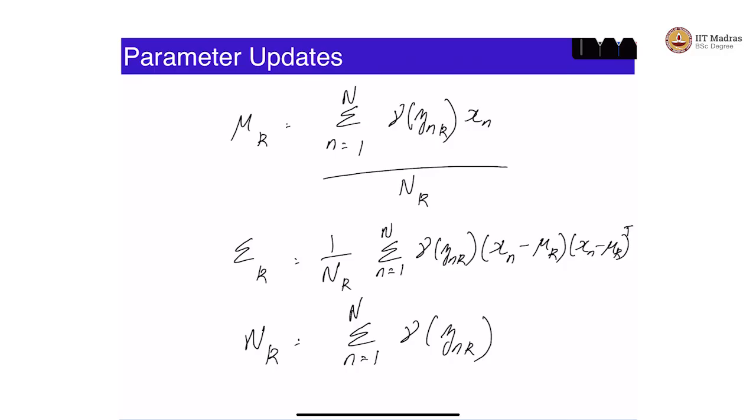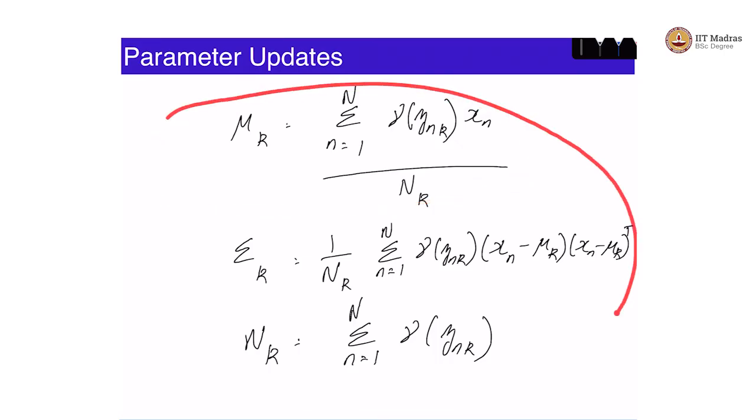If you are finding it difficult, just take gamma of z n k to always take either values 1 or 0. In that case, this is pretty easy to interpret. Even if not, you can apply this expression. This is the parameter update, right?